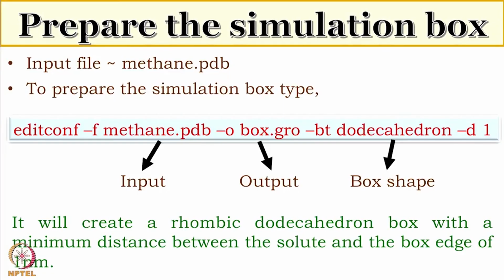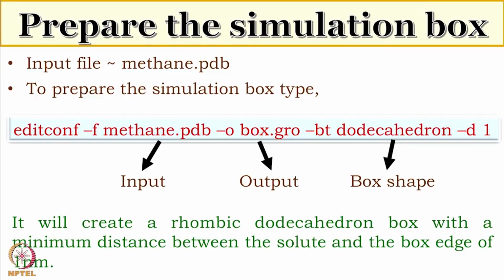Now, what we do is create a box around the solute molecule, and to prepare the box we will use the command editconf: editconf -f methane.pdb -o box.gro, that is my output file, where gro is the Gromacs structure file, and -bt dodecahedron, where bt is the box type and dodecahedron is my box shape, and -d 1. So, what will it do? It will create a dodecahedron box with the minimum distance between the solute and the box edge being 1 nanometer.